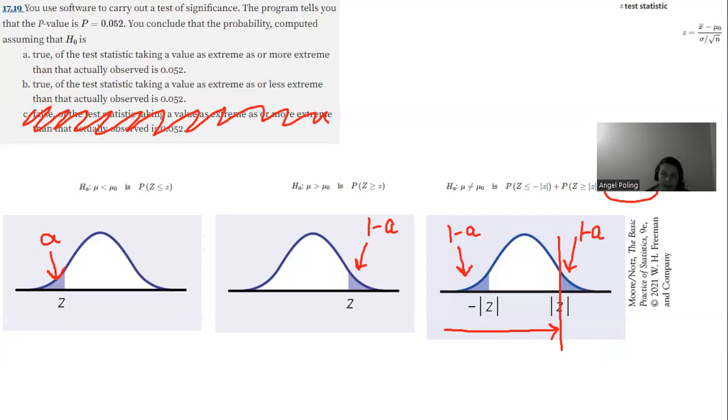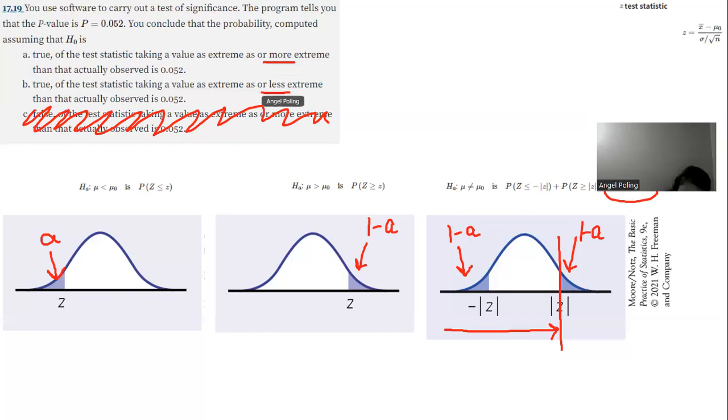And then we have the second half. So assuming H naught is true, p-value is the probability, the test statistic taking a value as extreme or more extreme than the actual observed is 0.052. Or B is less extreme. So that's our choices that we're down to now. More extreme or less extreme.